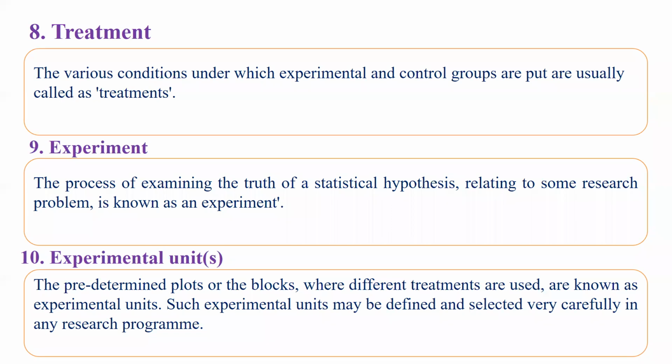Experiment: the process of examining the truth of a statistical hypothesis relating to some research problem is known as an experiment. Experimental units: the predetermined plots or blocks where different treatments are used are known as experimental units. Such experimental units may be defined and selected very carefully in any research program.